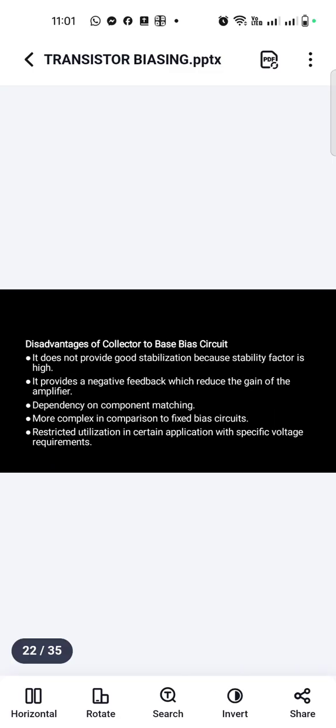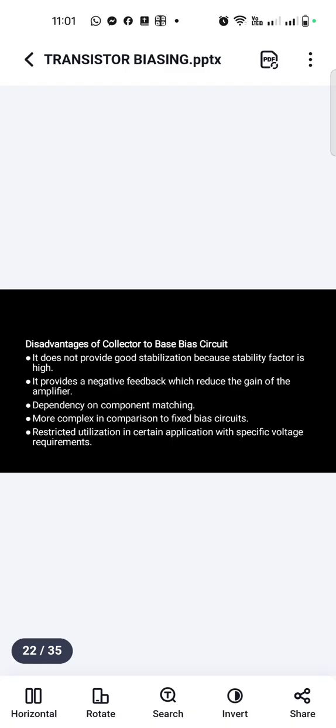Now disadvantages. What are the disadvantages of collector to base bias? It does not provide good stabilization because the stability factor is high. It provides negative feedback which reduces the gain of the amplifier, and it depends on component matching. It's more complex in comparison to the fixed bias circuit. It has restricted utilization in certain applications with specific voltage requirements.